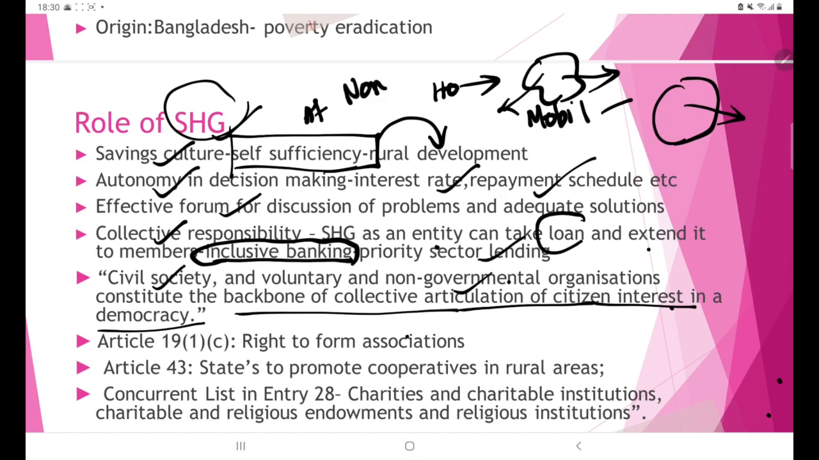Constitutional provisions you can also write: Article 19(1)(c), right to form associations. Article 43, states to promote cooperatives in rural areas. This is the same for NGOs and SHGs. So whenever a question comes with respect to SHG and NGO, you can use these articles. This is how you should learn to use the same content for different answers, so that you can ease your efforts in mains preparation.